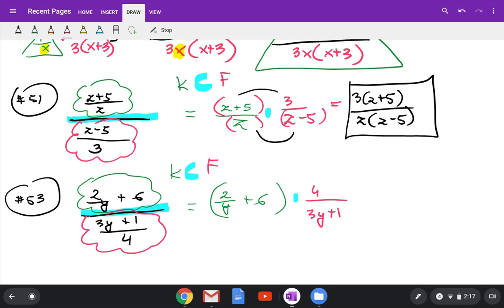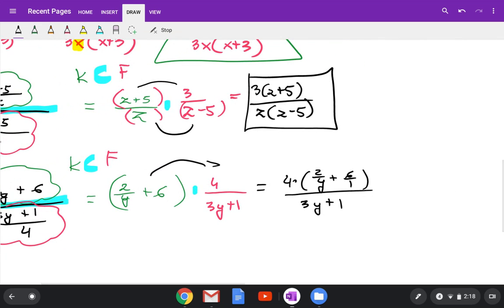So now we need to multiply. When you multiply fractions, you multiply numerators together. So that will be 4 times 2 over y plus 6 over 1, I will put it that way, over 3y plus 1. Okay, so this expression you multiply only by numerator. So a couple things here. I want to simplify this part.